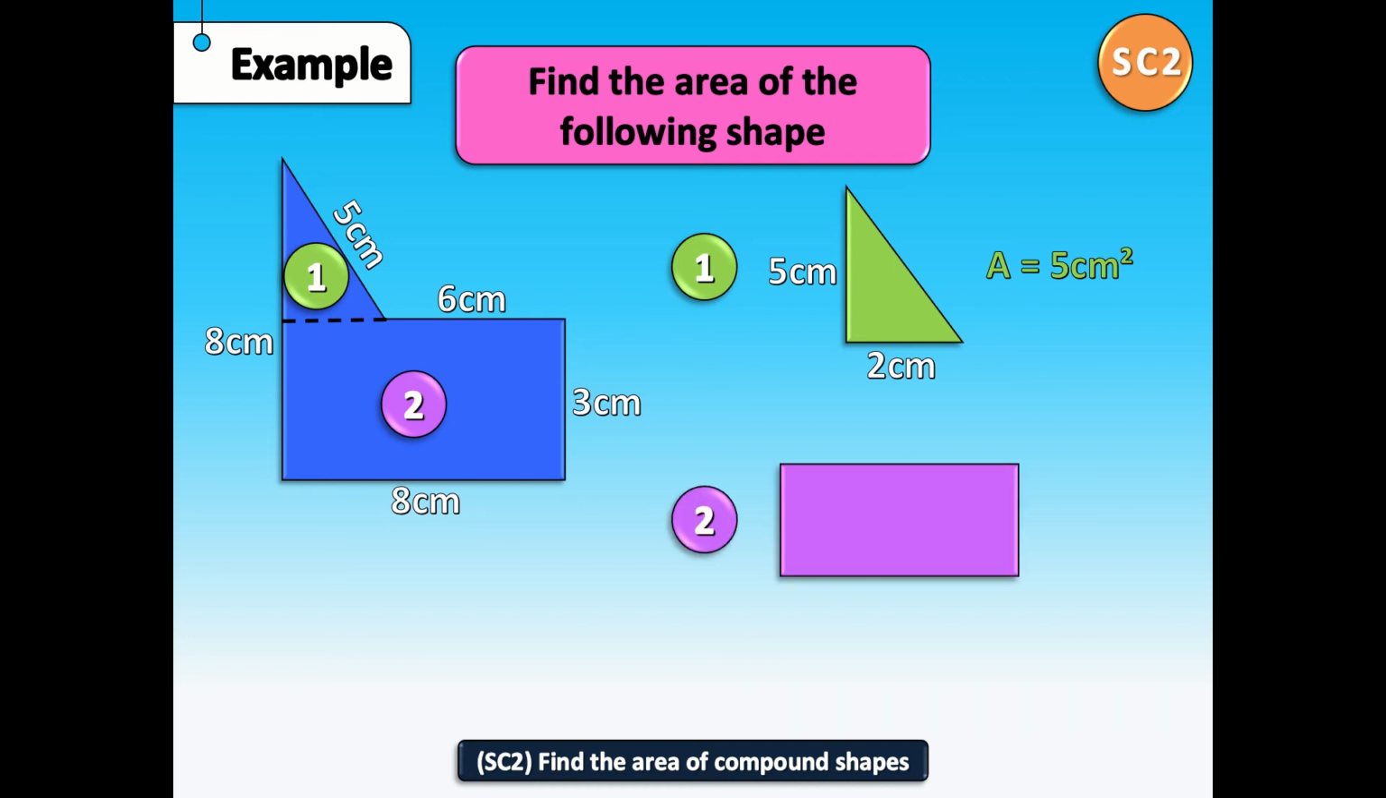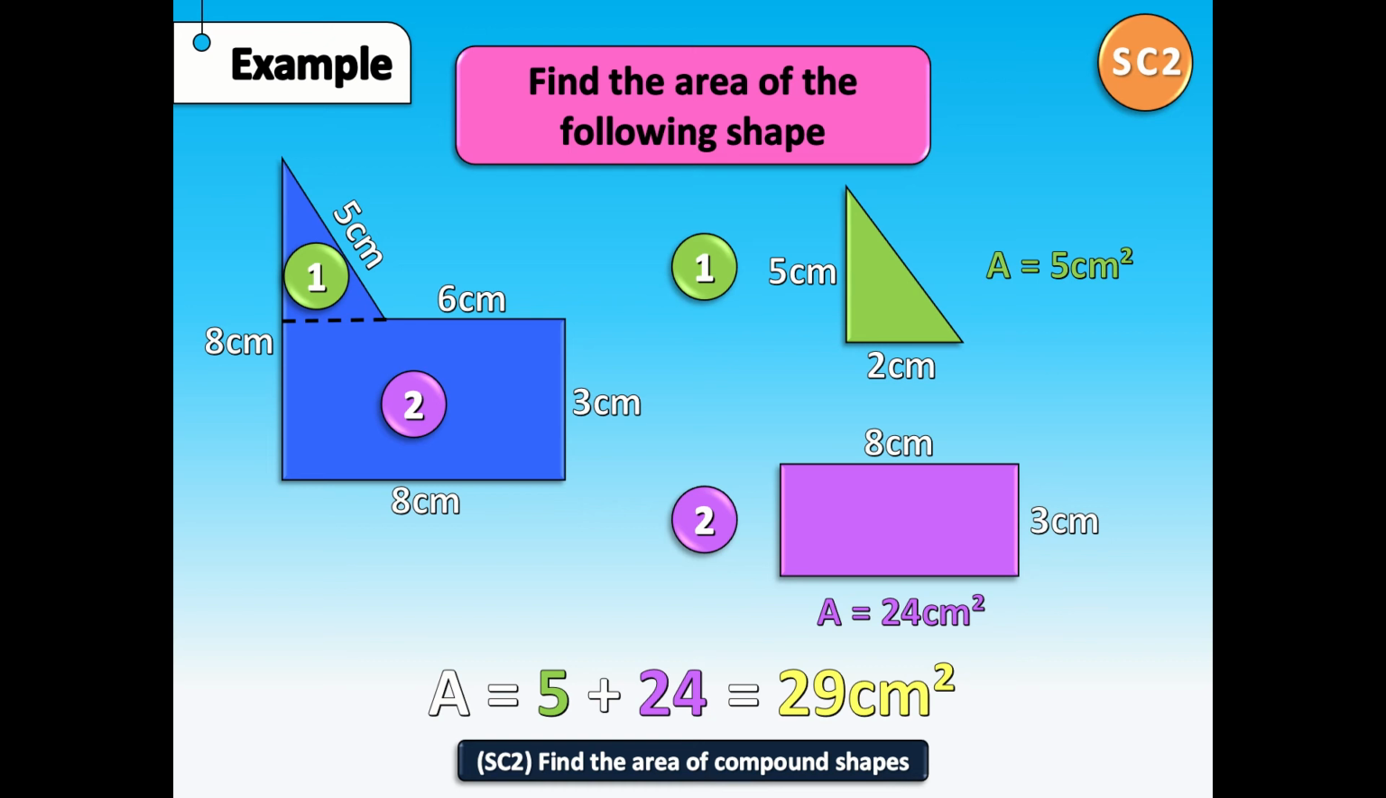The area of the rectangle is 8 centimetres by 3 centimetres, so its area is 24 centimetres squared. That means the total area of the compound shape is 29 centimetres squared.